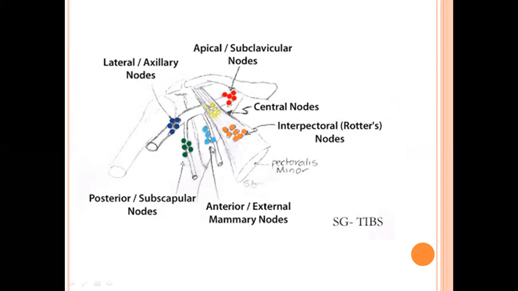So this is the anterior group, which is also called external mammary. Posterior is along the subscapular vein, isn't it? Central is in between. Here you have the lateral one. Then apical is towards the apex of the axilla. Okay.